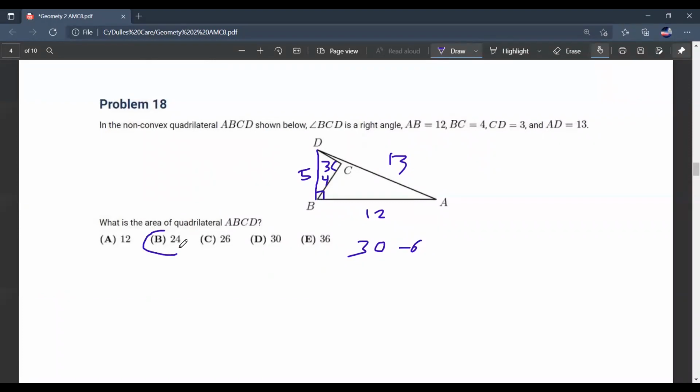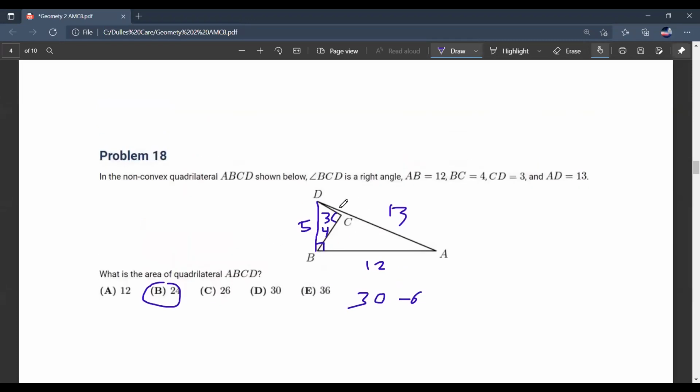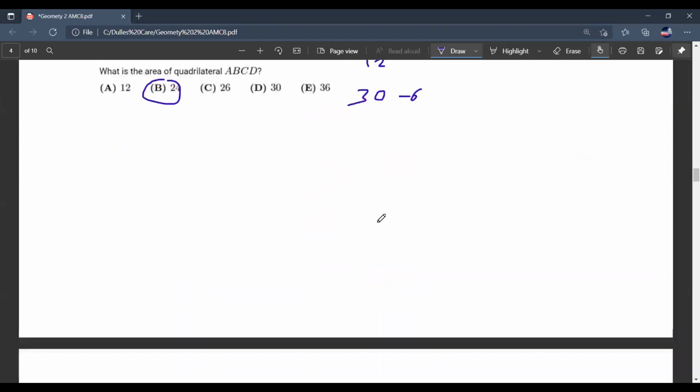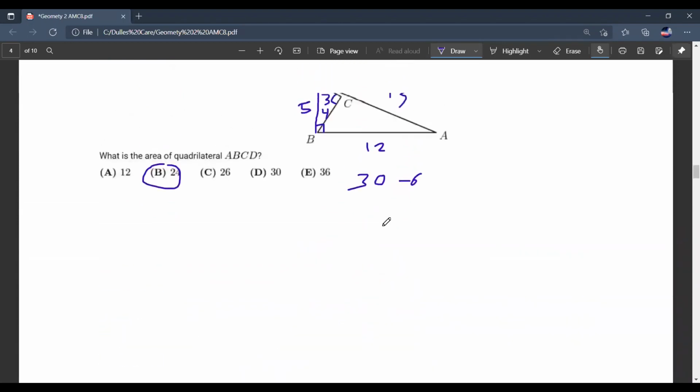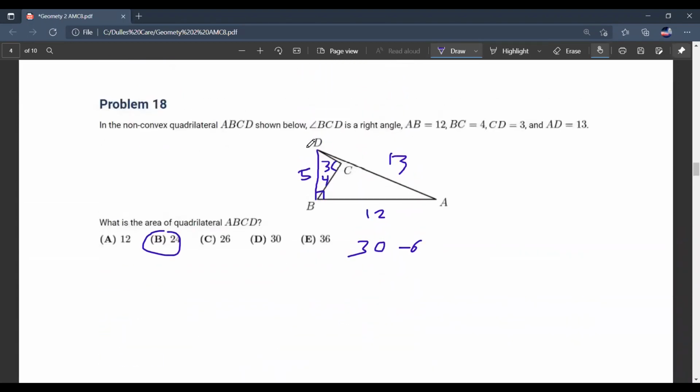So then we get 24. Yeah, so that's how you do a problem like this. If you ever see a problem where it's begging you to connect a line, or you see some lines that can be connected, then do it. All right, does anyone have any questions about this?